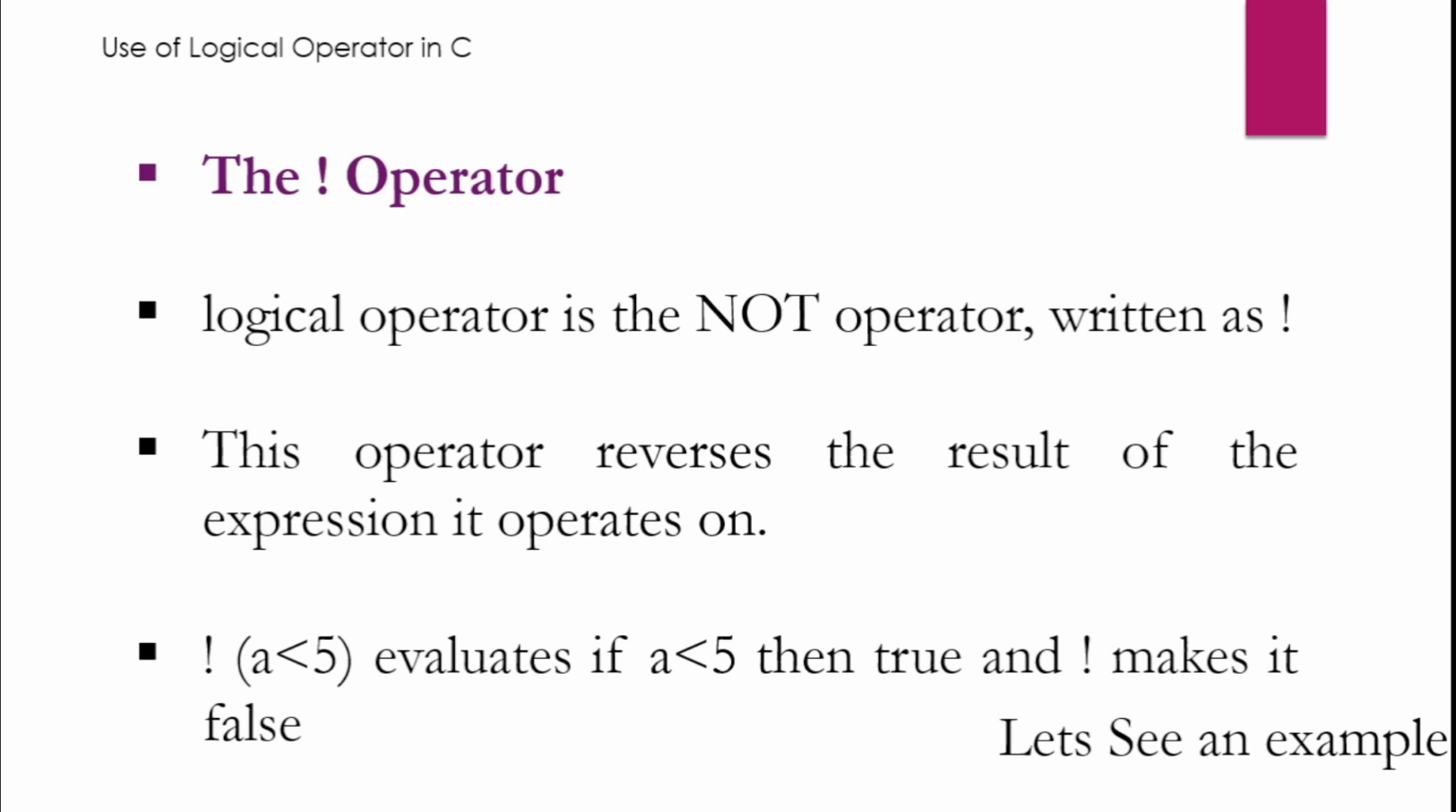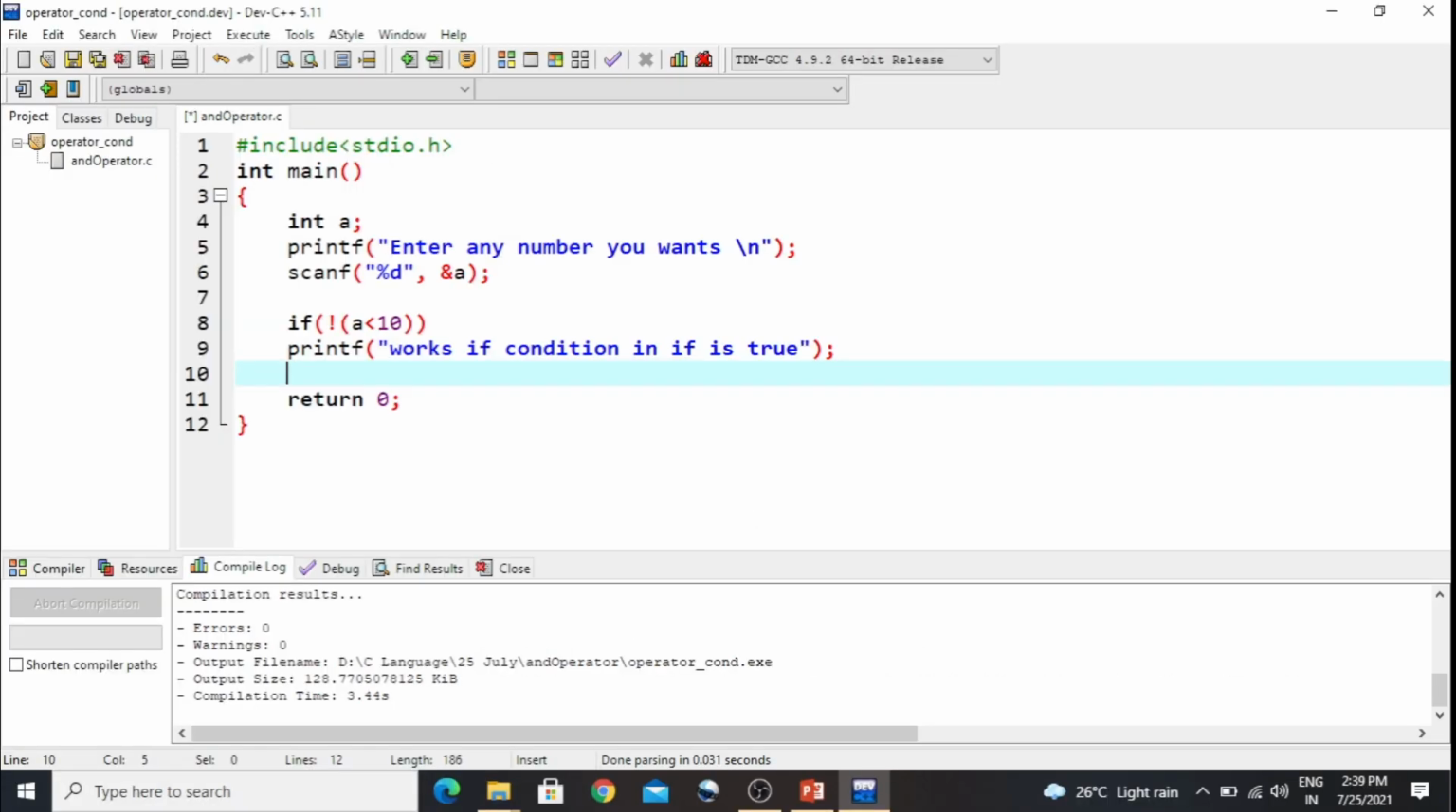Let's see an example of the logical not operator. You see the condition if, in brackets, negation or logical not, a less than 10. So this printf statement will be executed only if the condition in if is true. Though a less than 10 makes the condition true, the negation operator will make the condition false.